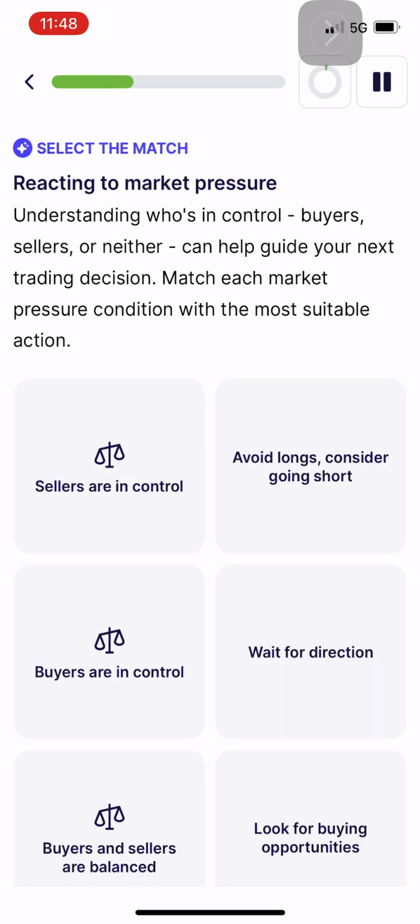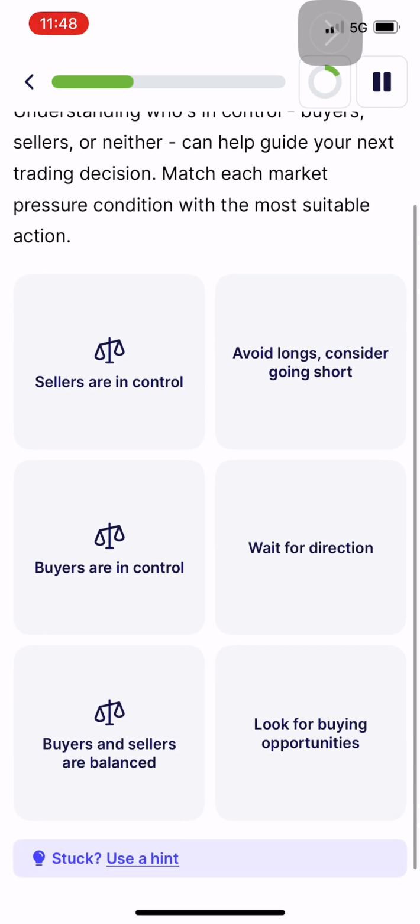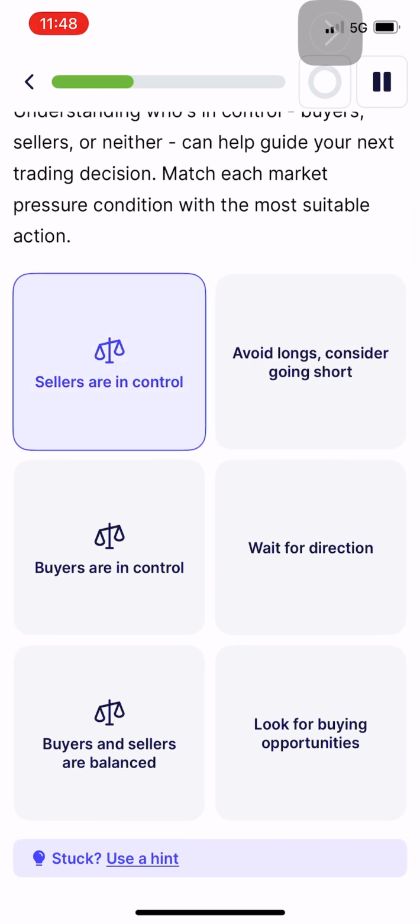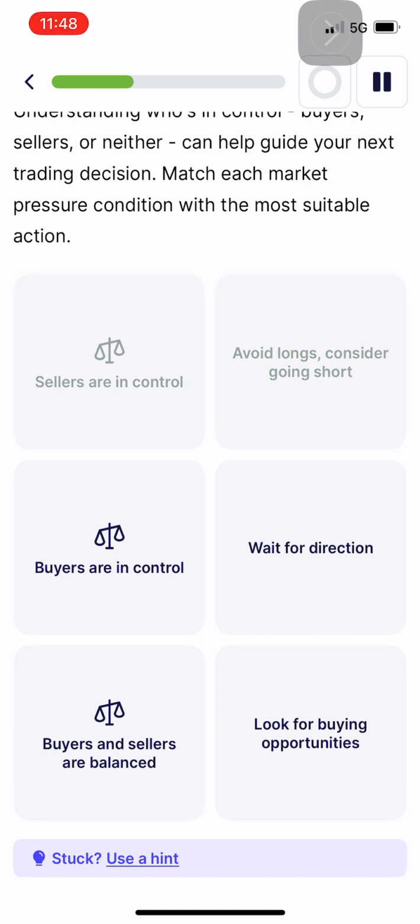Knowledge check. Reacting to market pressure. Understanding who's in control, buyers, sellers, or neither, can help guide your next trading decision. Match each market pressure condition with the most suitable action.